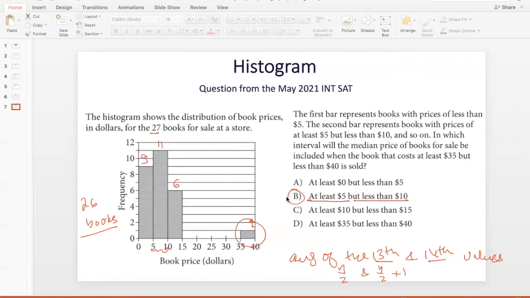Option B. So in this video, we looked at the basics of dot plots, bar graphs, and histograms, and solved some questions from recent SAT tests. Hope this exercise was useful.